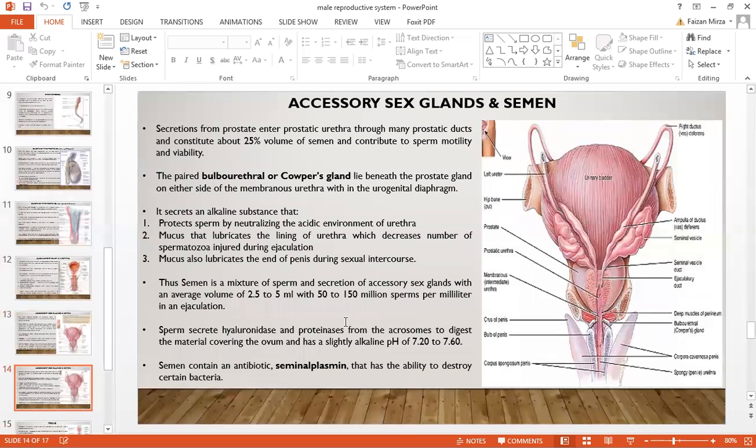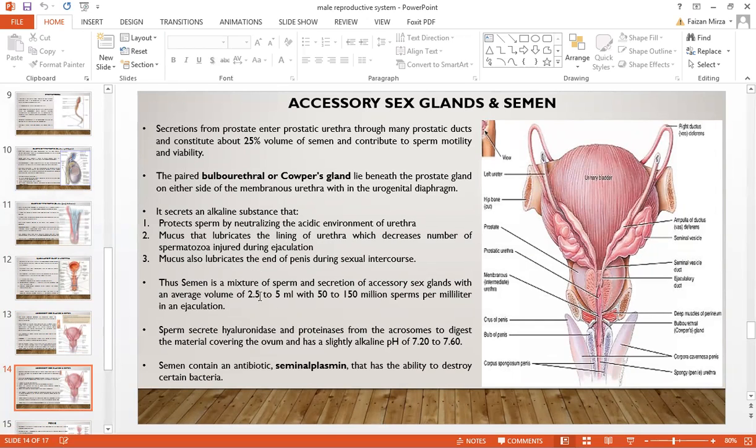There is also the bulbourethral gland. The secretion of the prostate adds about 25% of the volume to the semen. The bulbourethral gland, the neck, lies at the base of the prostate gland. It secretes an alkaline substance, which the sperm require to neutralize the acidic environment of the urethra, because urine is in most cases acidic. There is also a mucus lining that lubricates the urethra and decreases the number of spermatozoa that can be injured during ejaculation. Mucus also lubricates the end of the penis during sexual intercourse.